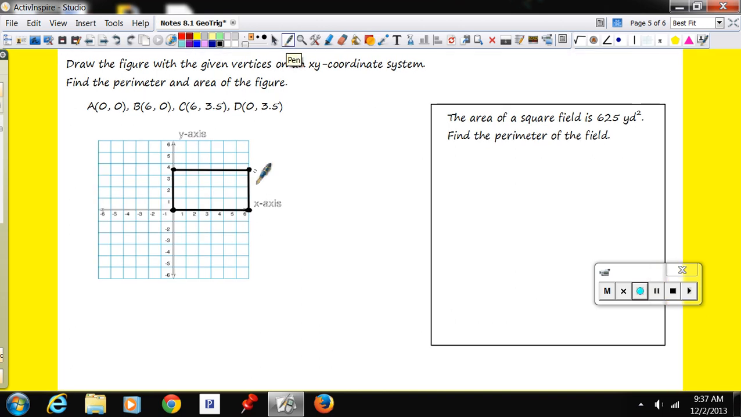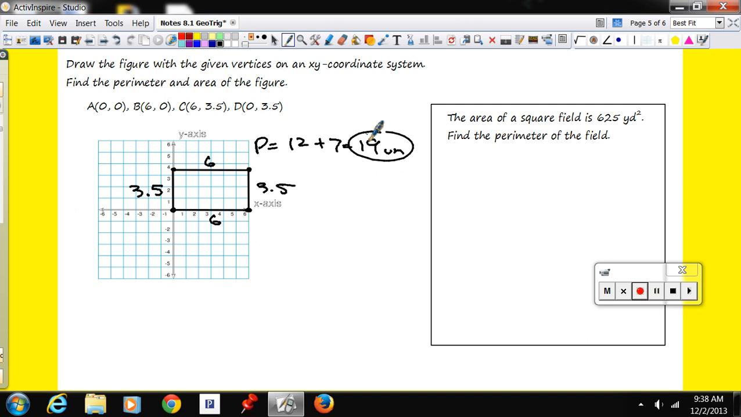How much is the height? 1, 2, 3 and a half. So they're both 3.5. How much is the length? 6, and that's 6. So you got 12 for the two lengths. You got 7 for the two heights. So your perimeter equals 19 units. That is correct.